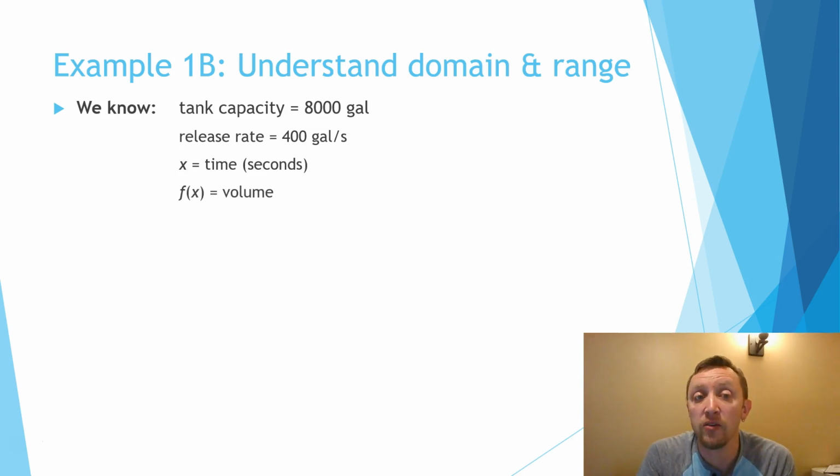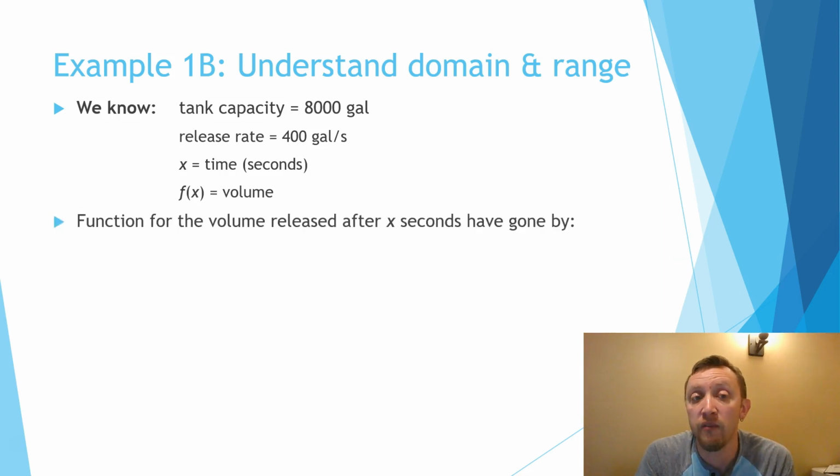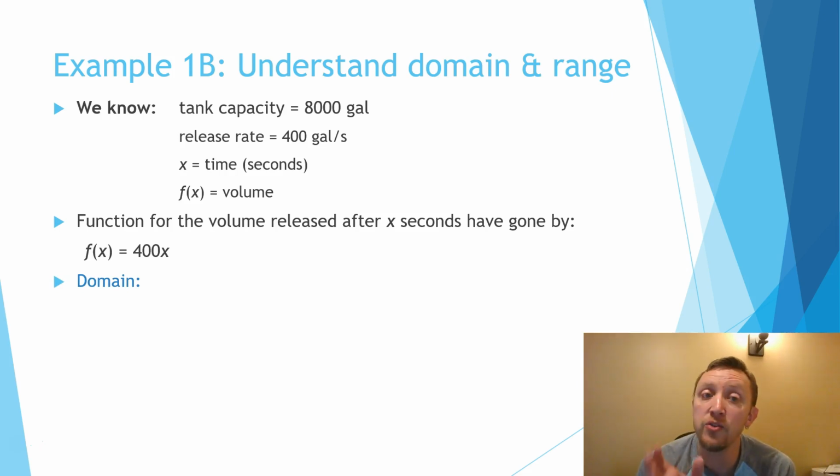And we're trying to find out the function which is going to represent the volume. So the function for the volume released after X seconds has gone by, we could set this up as an equation saying that f of X equals 400X. Okay, so that would be our equation. 400X. So we're not going to use the tank capacity, the 8,000 gallons, until we get to finding the domain and range.